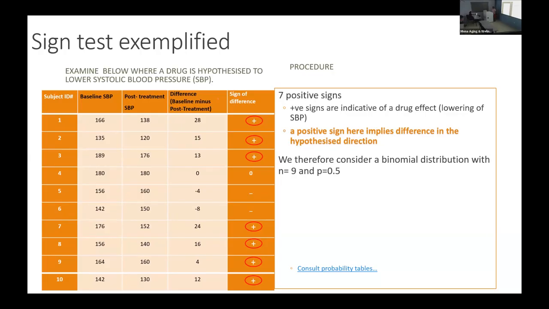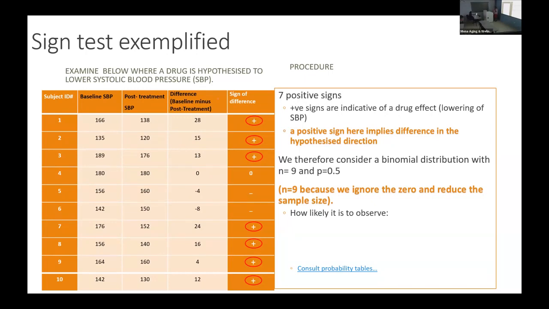All right, so if we're going to apply the binomial distribution, our n is now 9, and our probability of success is 0.5. Now n is 9 because we ignored the 0 and reduced the sample size by 1. We're going to come back to talking about zeros in a few minutes, and all the options associated with dealing with the zeros. But for this example, we've ignored the 0 and reduced the sample size by 1.